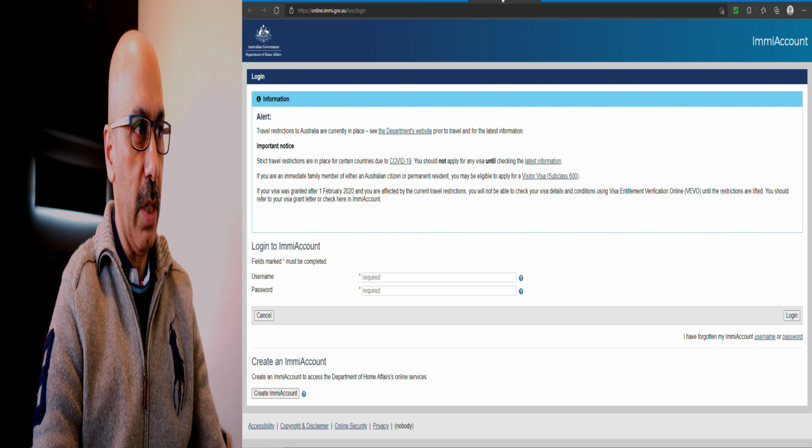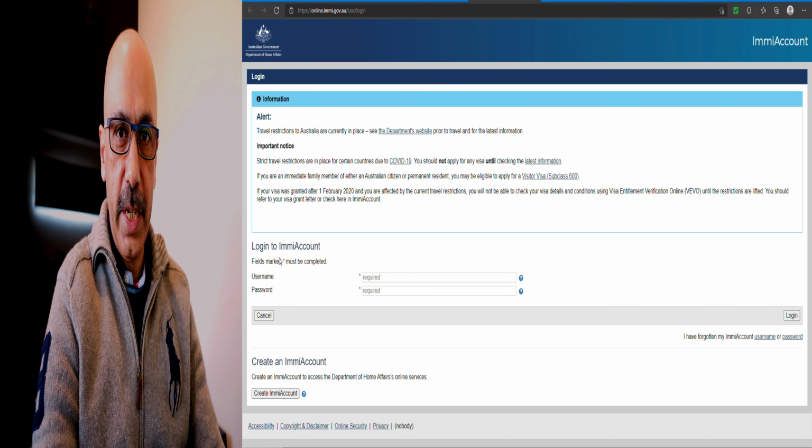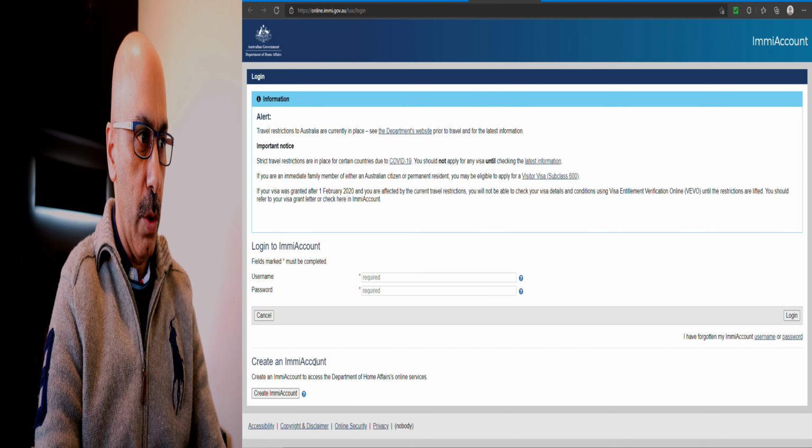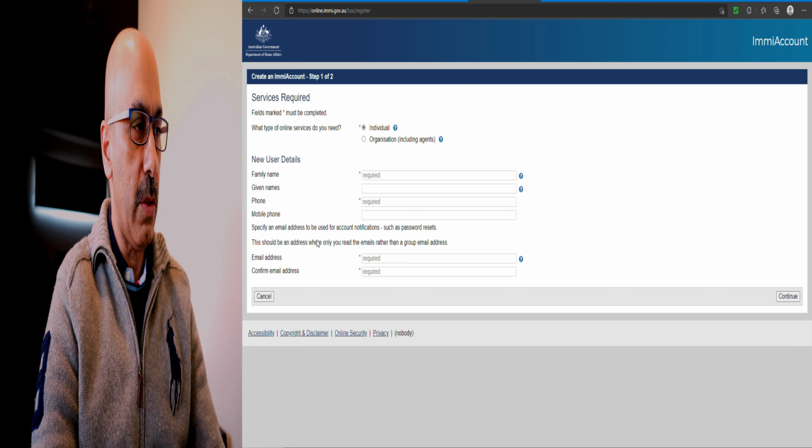So here on IMI account, alert. I won't read this information to you. You can read it in your free time. But here, if you already have an account, you need to type your username and password. Or if you want to create an account for the first time, you need to click on this, create IMI account. So here, services required.